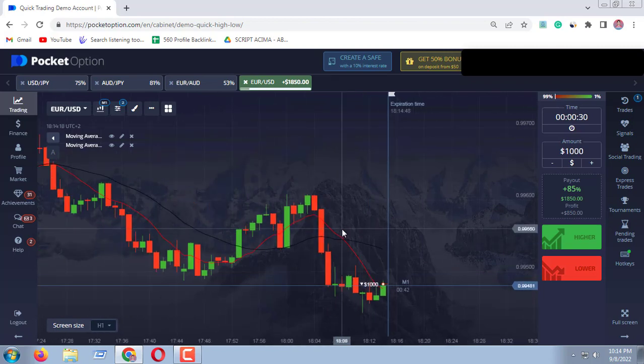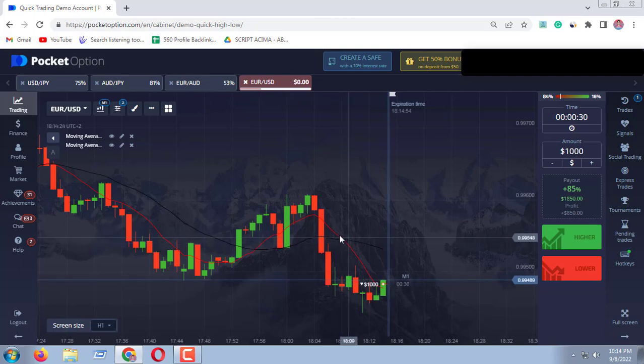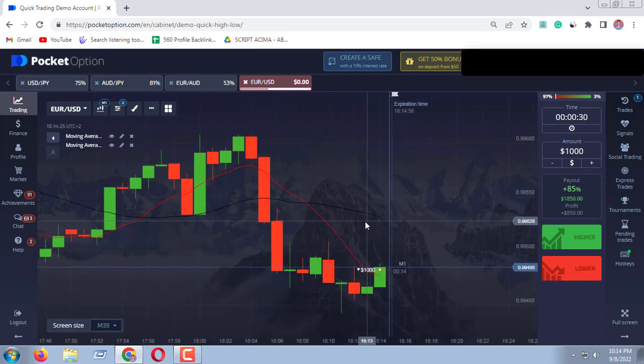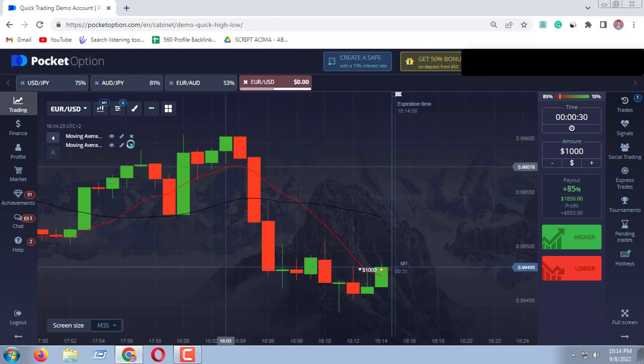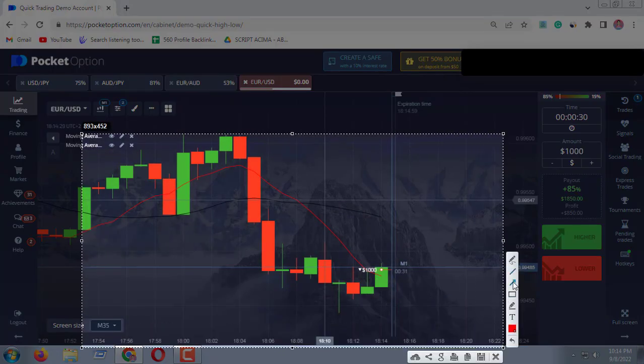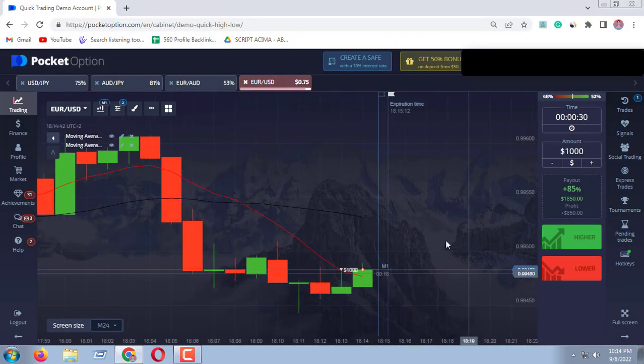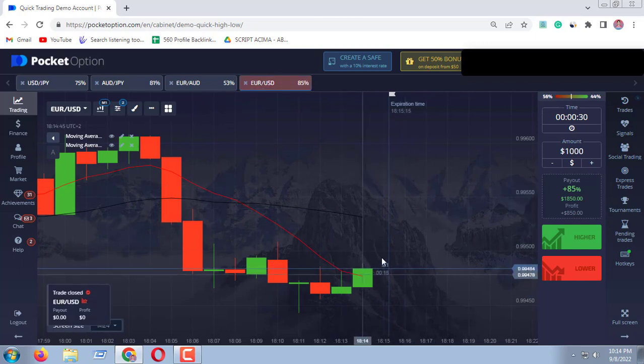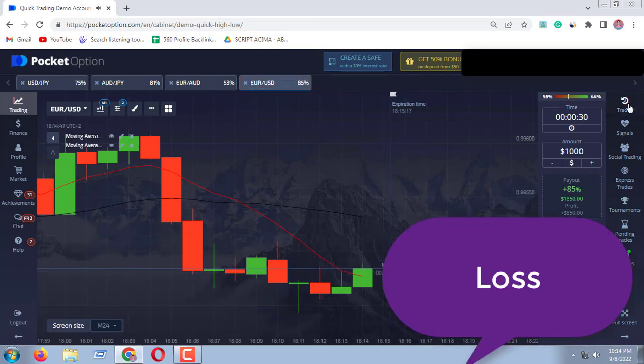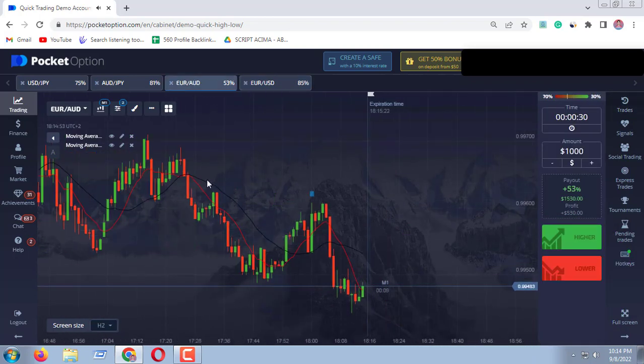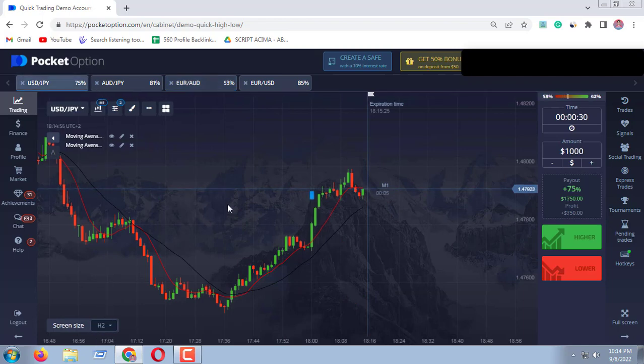because the red moving average crossed the black moving average and here is a level, okay, and the market goes down, okay, and sorry, it is not profit, so I took another trade.